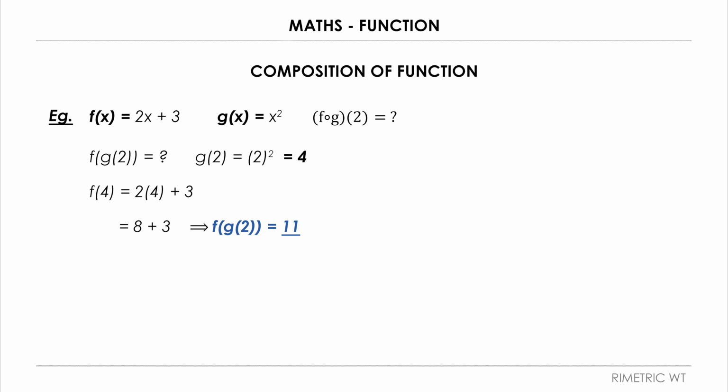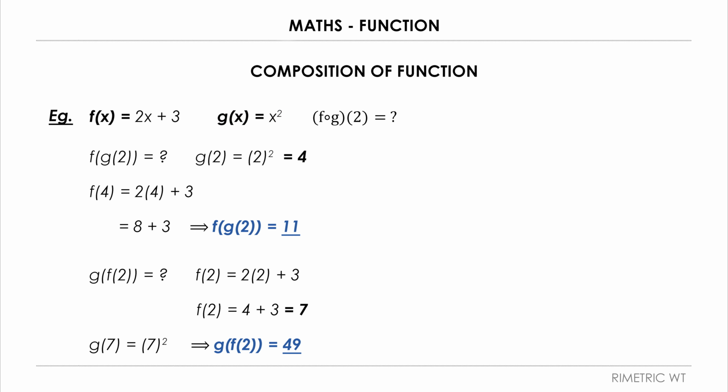Let's check by finding g of f of 2. This time we do f of x first, which is f of 2 equals 2 times 2 plus 3, which is 7. Then we plug 7 into g of x, which is g of 7, which is 7 squared, resulting in 49. Since 11 does not equal 49, we can see that function composition is generally not commutative. This means that changing the order of the functions can change the result. Therefore, f of g of x is different from g of f of x.